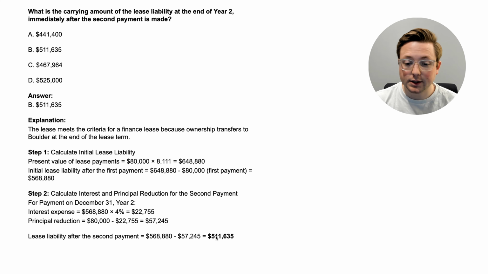For year 3, you would take $511,635, multiply it by 4%, that would give you the interest, and you would subtract that interest from the lease payment, and that gives you the principal reduction, which would be different in year 3, of course, and then you would subtract that from $511,635. Again, that was as if you were doing it in year 3. So you just keep doing the same thing over and over throughout the rest of the lease. So that's how you do the lease calculations for the years after year 1. Now let's go to the next question.